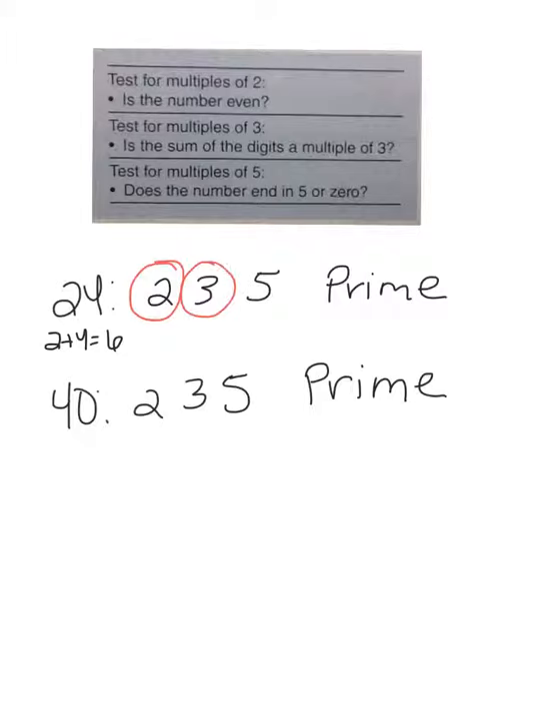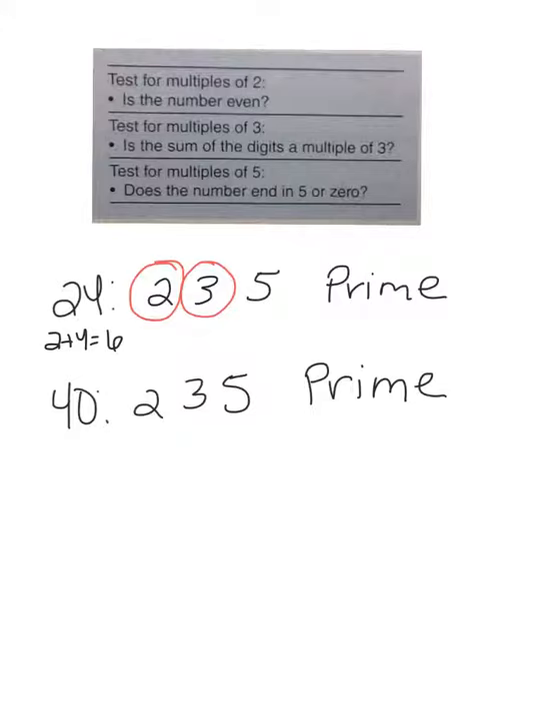And then the last thing we're going to do is check for 5. My test for 5 is, does the number end in a 5 or a 0? The last digit, I look here, is this number a 5 or a 0? No, so it does not go into 5. Is this number prime? The answer would be no, because it is divisible by 2 and 3. In order to be prime, it only is divisible by 1 and itself. Let's try the next one.